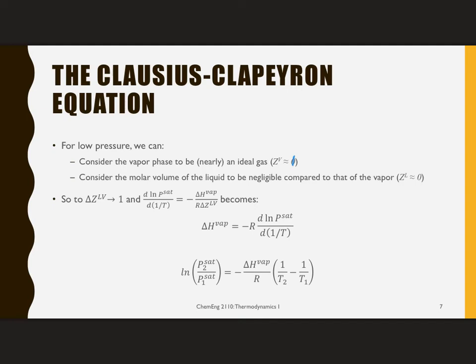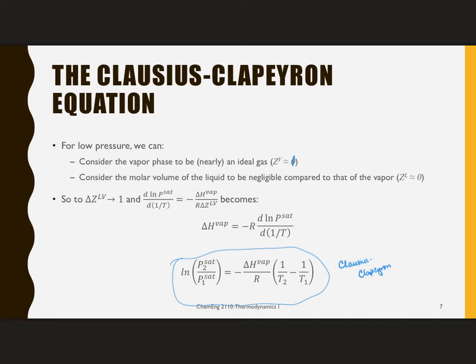And so therefore that delta Z I can replace with just 1. So this makes my equation a lot easier. The heat of vaporization is equal to negative R times the derivative of the log of vapor pressure, divided by the derivative of 1 over T. And I can integrate that and get this relationship here. This is the Clausius-Clapeyron equation, and it's very important in estimating vapor pressures.